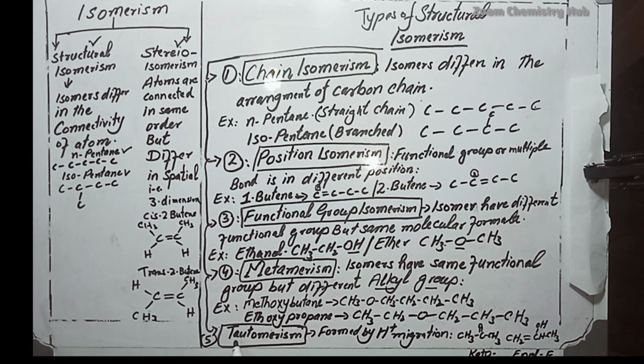The last type of isomerism is tautomerism. In tautomerism, isomers are formed by proton migration within the molecule. Here you can see the keto form, a ketone, CH3 C=O CH3. When the proton is shifted from this carbon to the oxygen atom and the bond is shifted, they form the enol form. This is the enol form and this is the keto form.